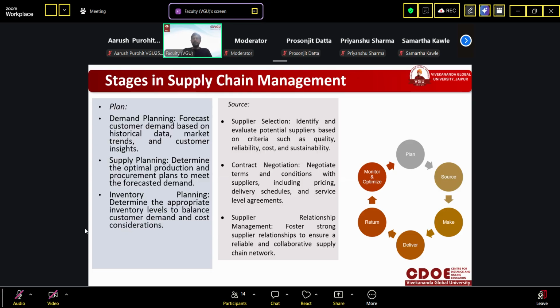If they are doing well in all these respects, then we go ahead with the process of selecting that supplier. If something is required to negotiate regarding pricing, delivery schedules, or service level agreements, we do that in sourcing, in contract negotiations. Supplier relationship management is fostering strong supplier relationships to ensure a reliable and collaborative supply chain network.